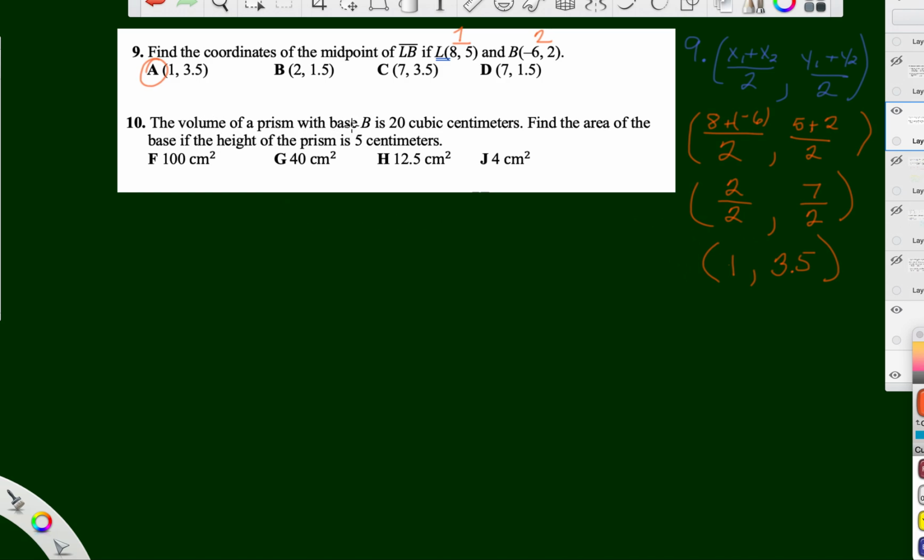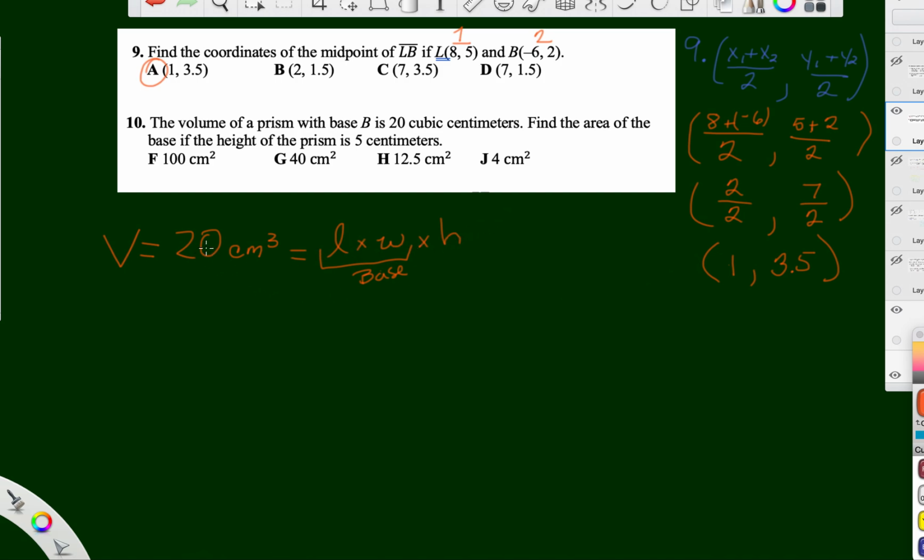Let's move on. The volume of a prism with base B is 20 cubic centimeters. Find the area of the base if the height of the prism is 5 centimeters. So let's talk about volume. The volume equals 20 cubic centimeters. And the formula for that is the base, which is length times the width, times the height. So this is the base, which is big B, right? The base, big B, times the height.